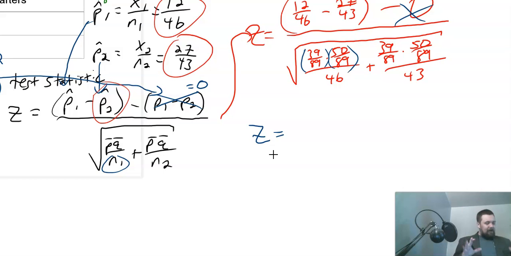Otherwise, it might be okay, but I don't know. It gets really messy, and I'm afraid order of operations might not work out the way it should. So to be safe, we're going to use parentheses on those. So we're going to have parentheses 39 over 89, close the parentheses, times parentheses 50 over 89, close the parentheses, divided by 46. Plus, same thing for the second fraction, parentheses 39 over 89, close the parentheses, times parentheses 50 over 89, close the parentheses, divided by 43, and then close the parentheses on the square root.